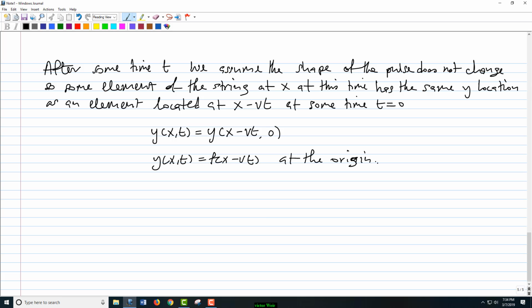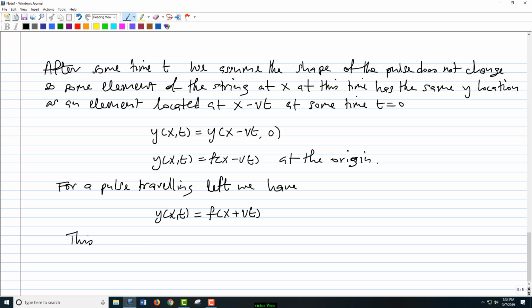So this is for a pulse traveling to the right, and we can say that for a pulse traveling left, we have y of x,t equals f of x plus vt. So this function y of x,t is called the wave function. Now let's look next at a traveling wave model.